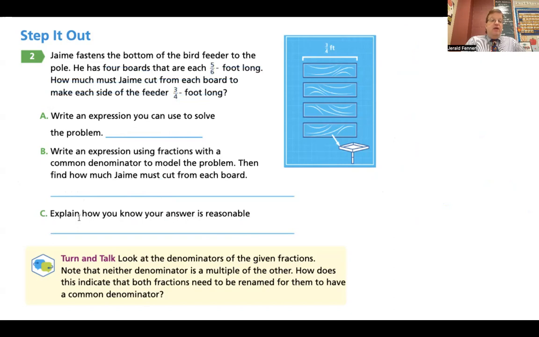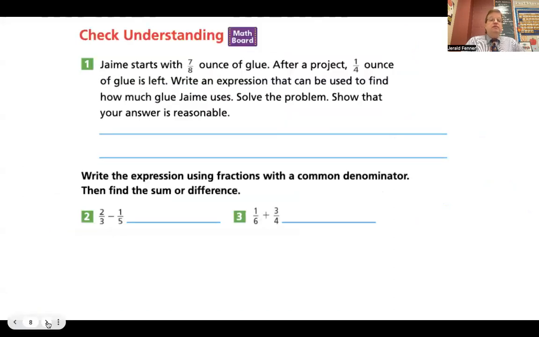So let's clear that out and go to today's check for understanding. Once again, you should always start off with your highlighter. Jamie starts with 7/8 ounce of glue. After a project, 1/4 ounce of glue is left. Write an expression that can be used to find how much glue Jamie used, solve the problem, and show that your answer is reasonable. Okay, so what's the question?